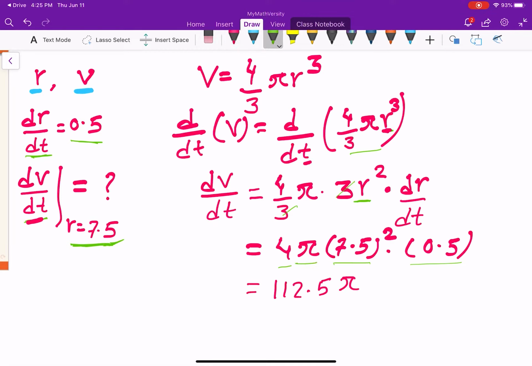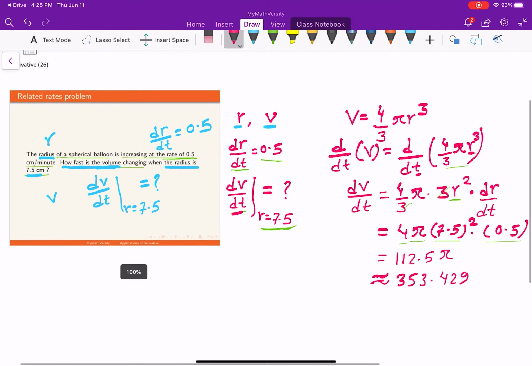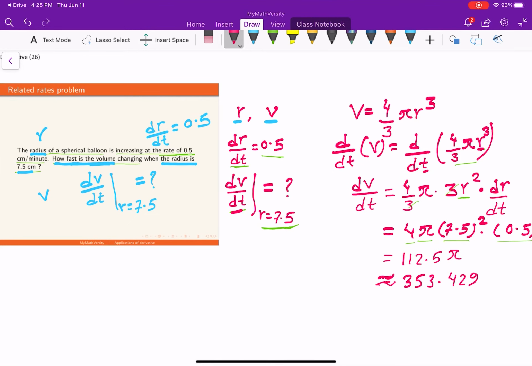This could be one of the results that you may like, but if you don't, you can also convert everything into a number. So 112.5 times pi will be approximately equal to 353.429, and this is the required answer, and that's how the volume is changing, right? So what kind of answer do we get? The positive result here, right? So how fast is the volume changing?